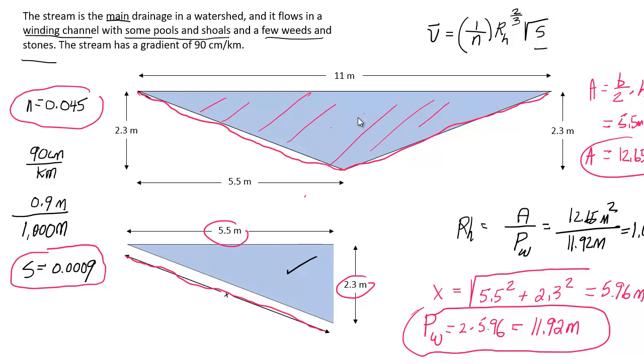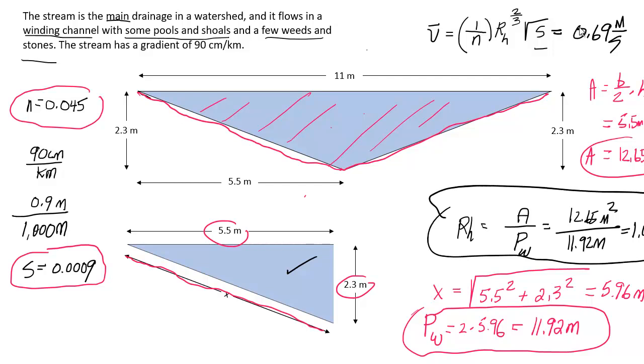So now it's just a matter of plugging into our equation. We have everything we need. We put all these values in here and turn the crank, and we get 0.69, in meters per second. So n was 0.045, S was 0.0009, and the hydraulic radius was a little more than 1. So plugging those values into my equation, I get an average velocity of 0.69 meters per second.